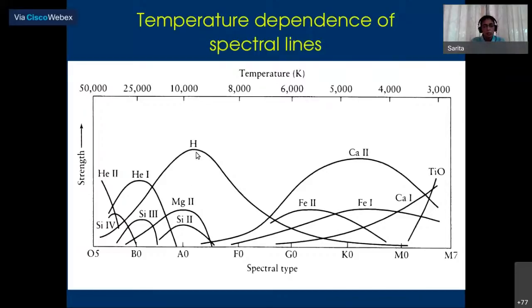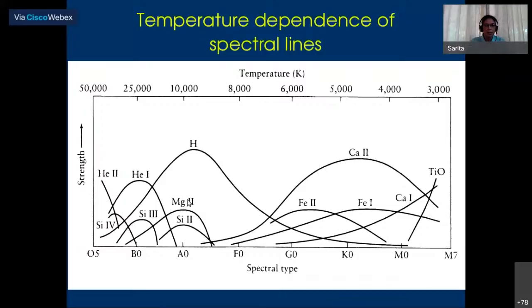So at this temperature, you will see the strongest hydrogen absorption lines, and as you go to higher temperatures, the hydrogen absorption line strength decreases. Similarly, as you go to lower temperatures, it also decreases. And not only for hydrogen, but for all the species which are possibly there and which are seen, this is how the lines are observed. Okay, the pattern of lines.